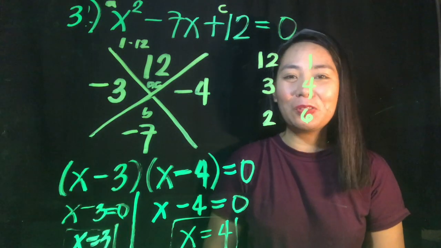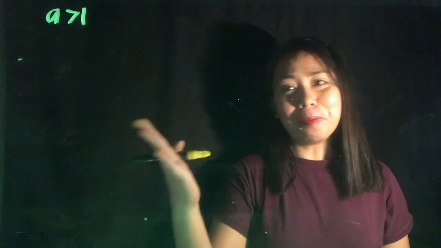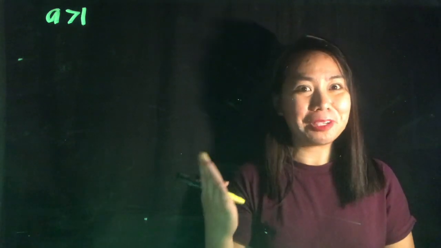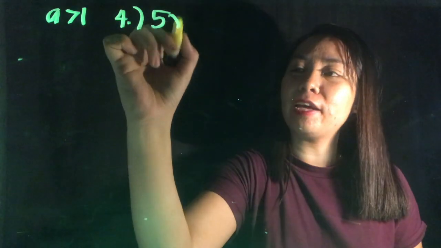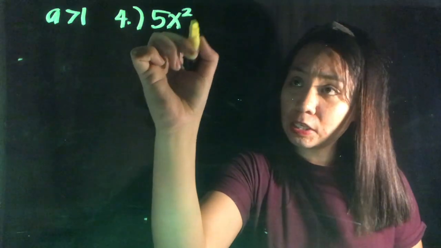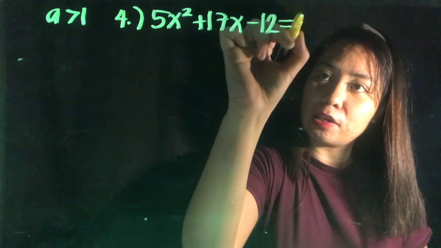Now, let's try our fourth problem. Etong fourth problem natin, special case where A is greater than 1. So, kapag greater than 1 na, medyo nahihirapan na tayo mag-factor. But, let's go over this. Tignan natin kung mahirap pa rin ba siya sa paningin ninyo. So, let's have number 4. We have there 5x squared plus 17x minus 12 equals 0.